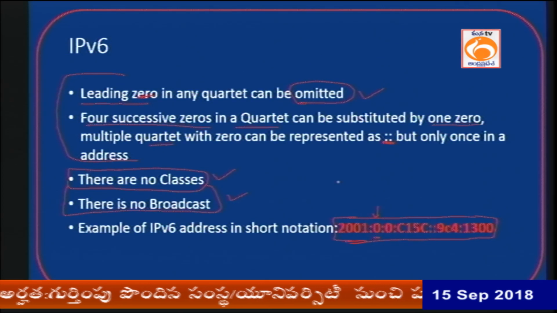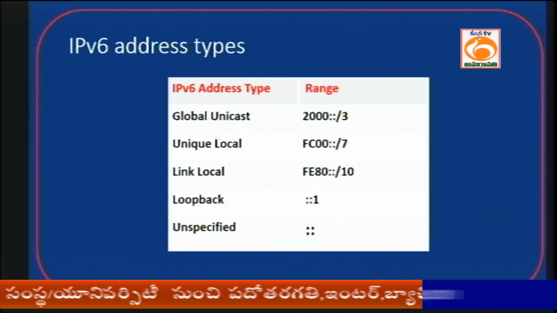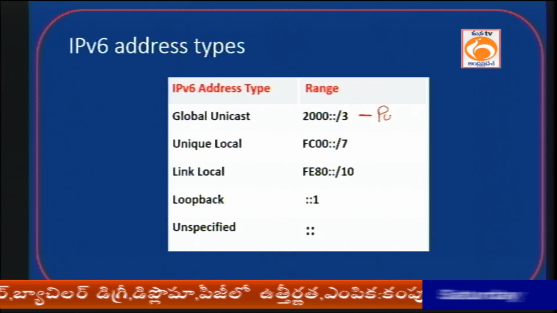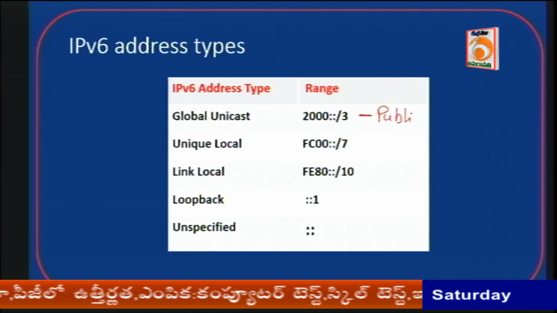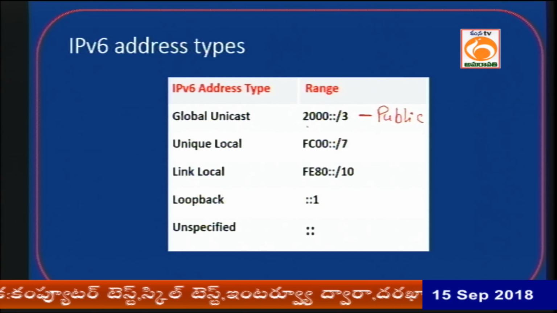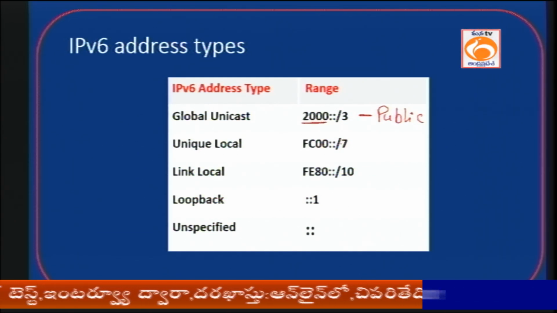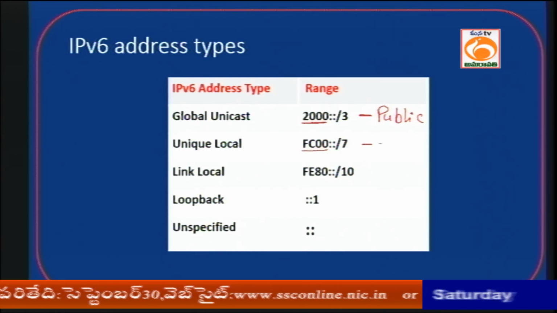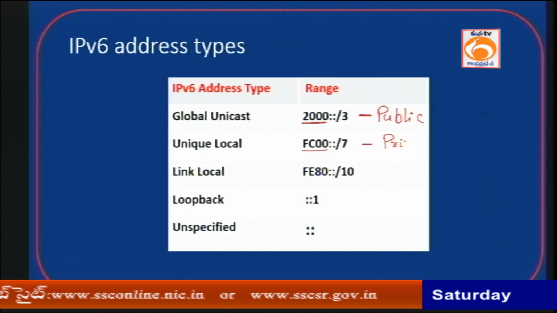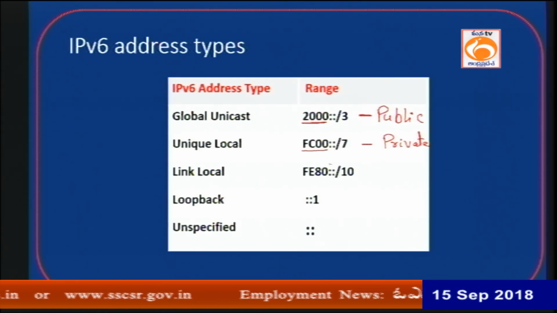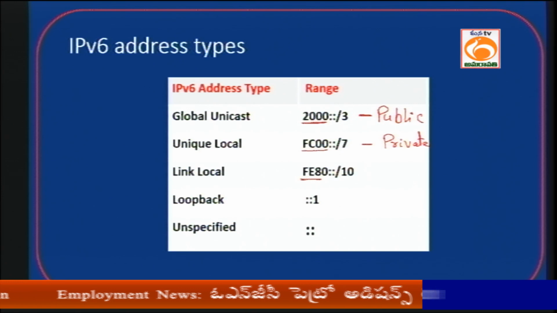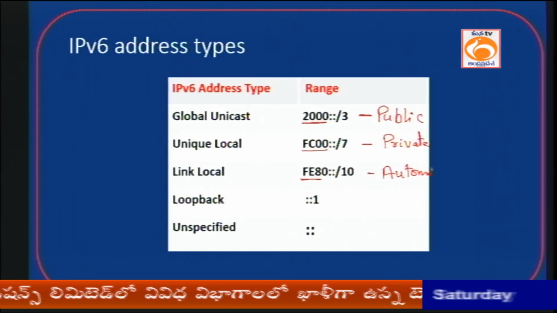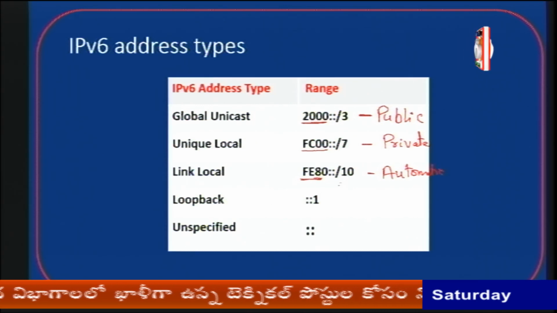And some of the IPv6 addresses you can see here: global unicast addresses. This is similar to public IP addresses of IPv4 used on internet. IPv6 public IP address starts from the IP address 2000. And if an IPv6 address starts from FC00, this is called as private IP address. This is link local address, or also called as automatic IP address. This is automatically assigned by the computer.